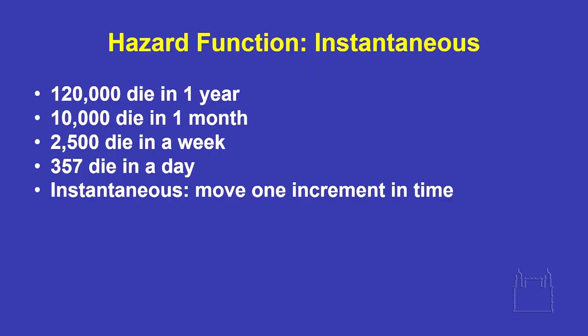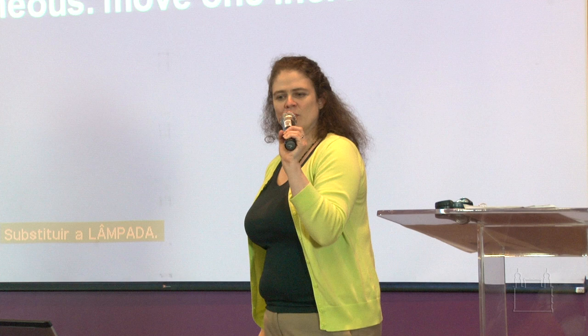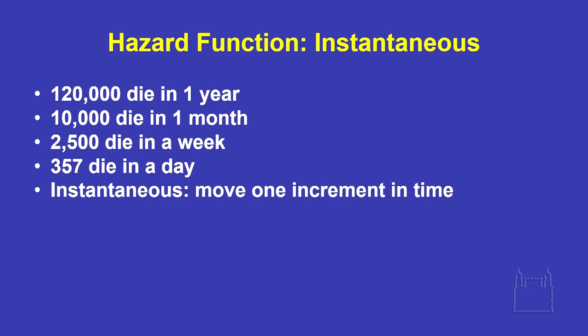You've got to define what that unit of time is. People in the news, I'm sure they do it here too, try to decide whether to make it sound really bad or not so bad. A lot of times in survival analysis, you do that by thinking about changing that little element of time. 120,000 people die in 1 year. I could just as easily say 10,000 die in a month, 357 die in a day. I could tell you how many die every 5 minutes if I wanted to. What is your element of time? It really, really matters when you are defining and performing your survival analyses.